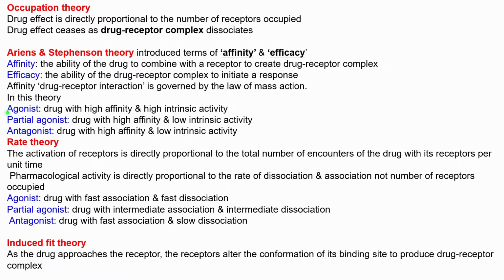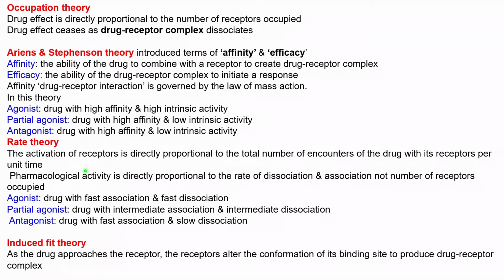Now, two new words: agonist, drug with high affinity and high intrinsic activity. Partial agonist, drug with high affinity and low intrinsic activity. Antagonist, drug with high affinity and low intrinsic activity.